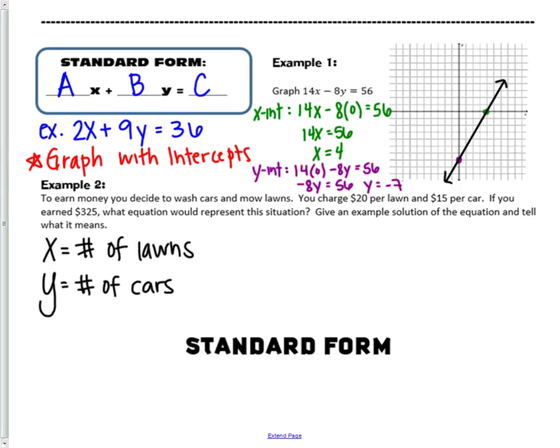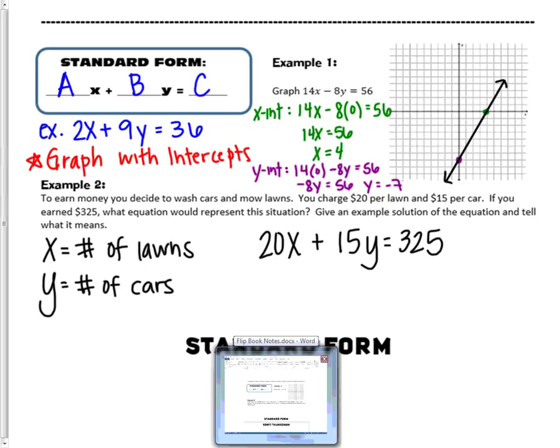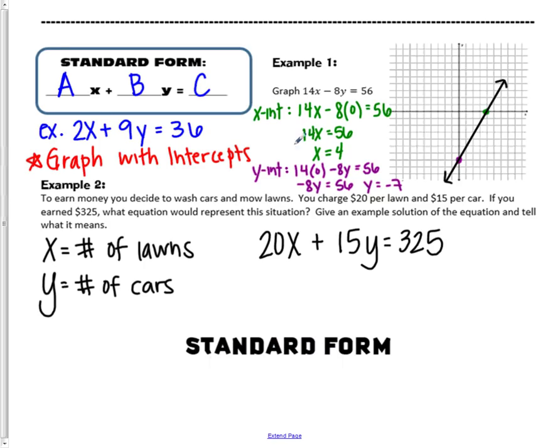So if we're looking for an equation here, we would say, well, it's $20 per lawn, and x is the number of lawns, so we would have 20x, and you're earning $15 per car. So that's going to be 15y because y is the number of cars, and our total is supposed to be $325.